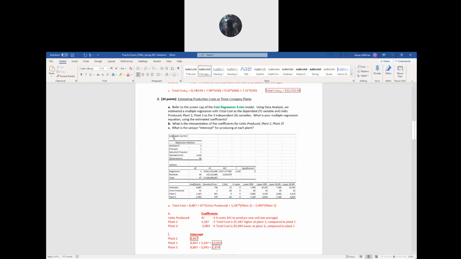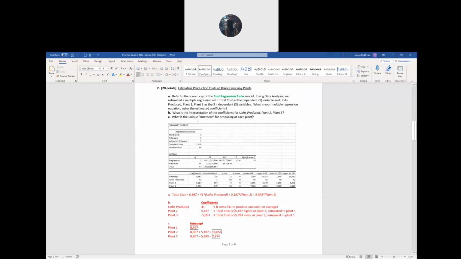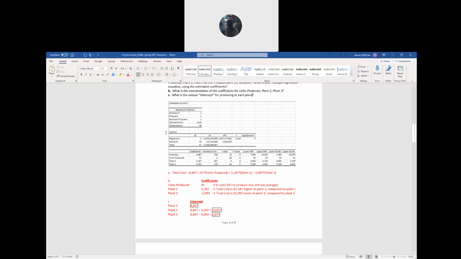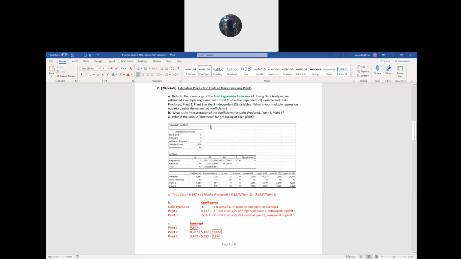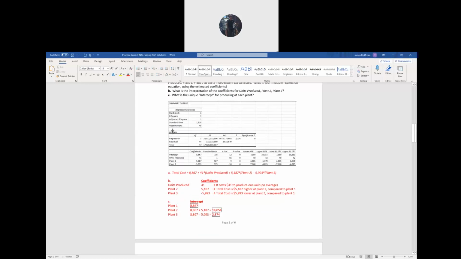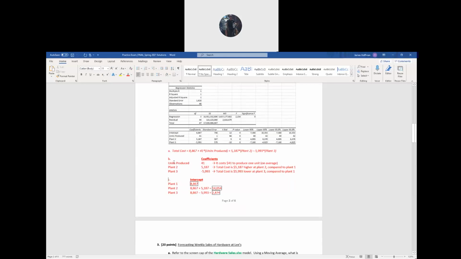All right, and then finally for this one, part C, what is the unique intercept for producing in each plant? Now, I think I referred to this in the exercise, but I don't know if we actually did this one in the problem. So what we want to do here to specify the intercept is basically calculate what you said here. All right, and so part C, you want to just list the intercepts for plant 1, plant 2, and plant 3.